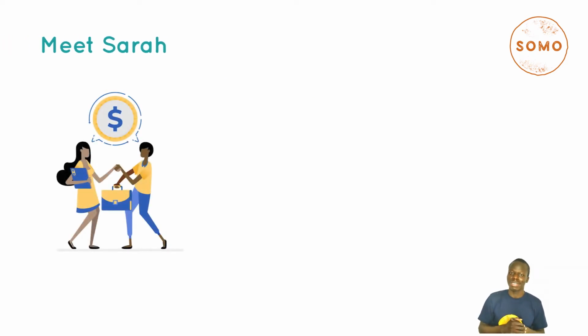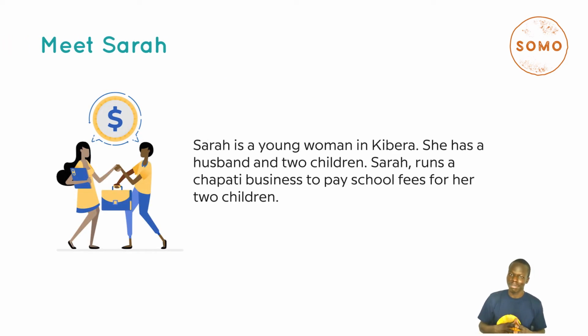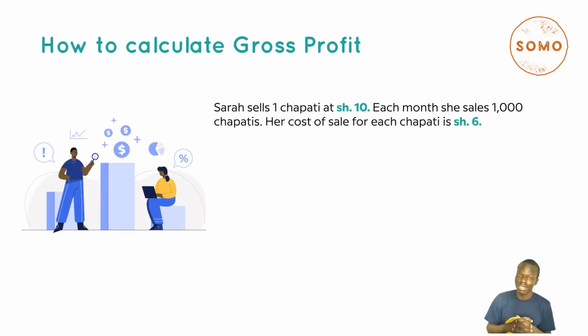Meet Sarah. Sarah is a young woman in Kibera. She has a husband and 2 children. Sarah runs a chapati business to pay school fees for her 2 children. Sarah sells 1 chapati at 10 shillings. Each month, she sells 1,000 chapatis. Her cost of sales per chapati is 6 shillings.